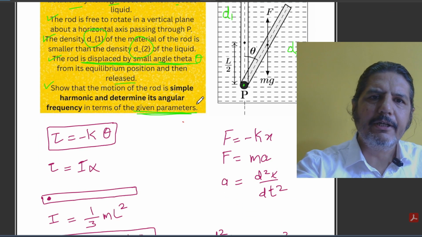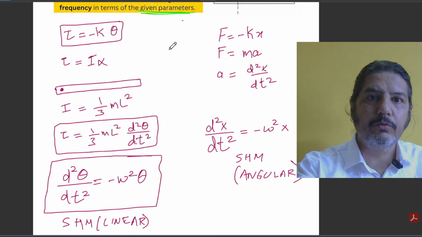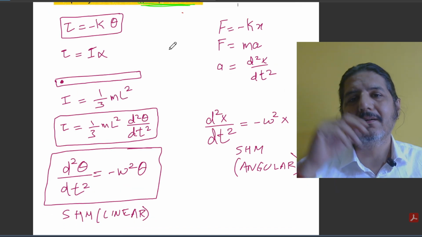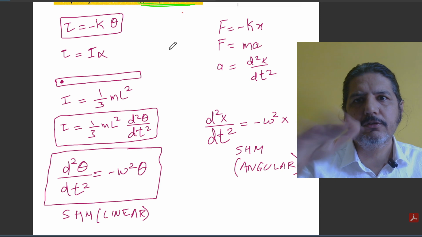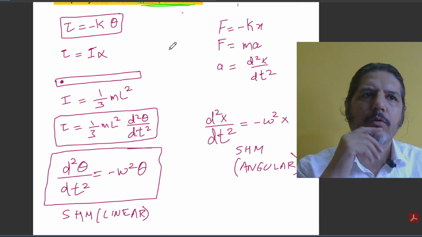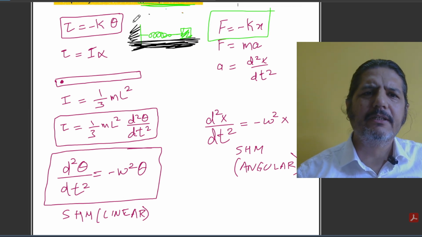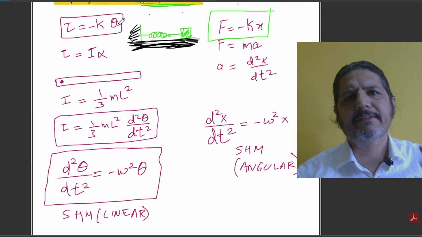There are a few formulas that we need to understand. If you have any doubt in these formulas, I request you to get your basics sorted first, because these are the formulas I'll take for granted that you understand. So the first equation that I'll be using is tau is equal to minus k theta.